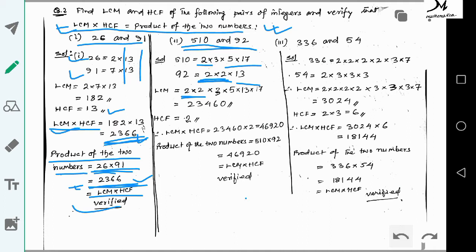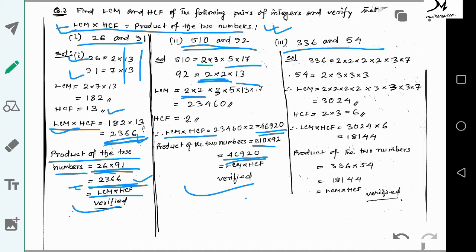Now, in order to verify the relationship, multiply HCF into LCM, and also multiply the two given numbers, 510 and 92. Then you can see the product of LCM and HCF is also equal to the product of the two numbers. Both are equal, so the relation which was required to be verified is verified. Similarly, we can solve the next problem.